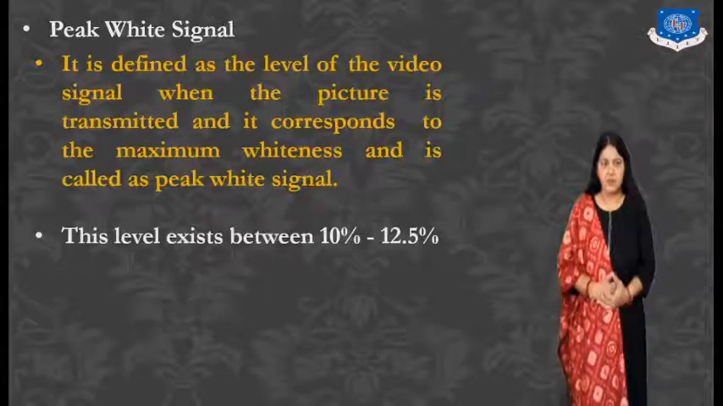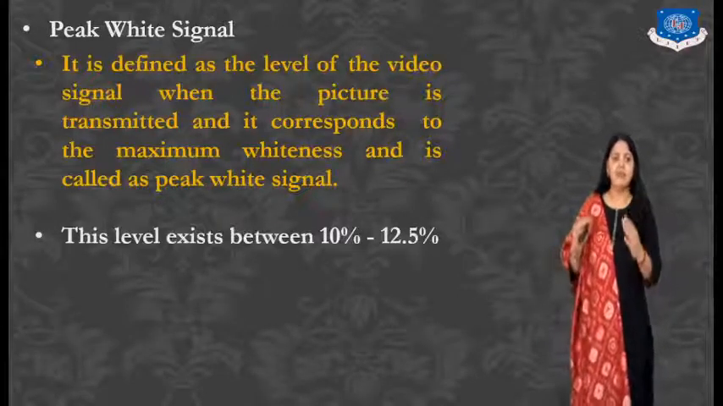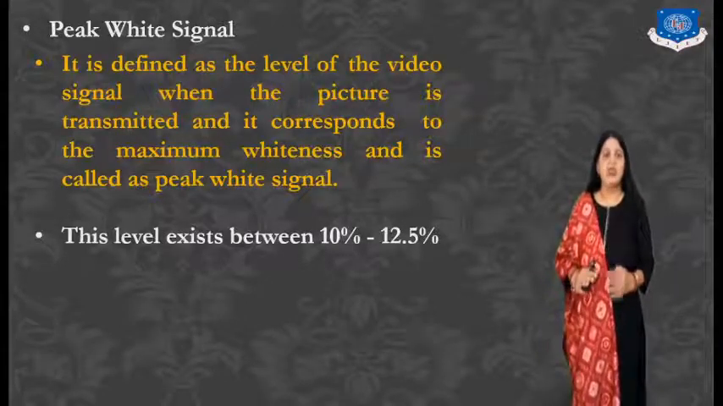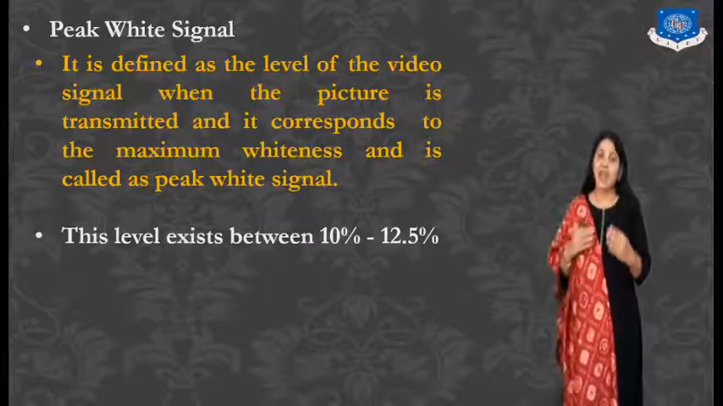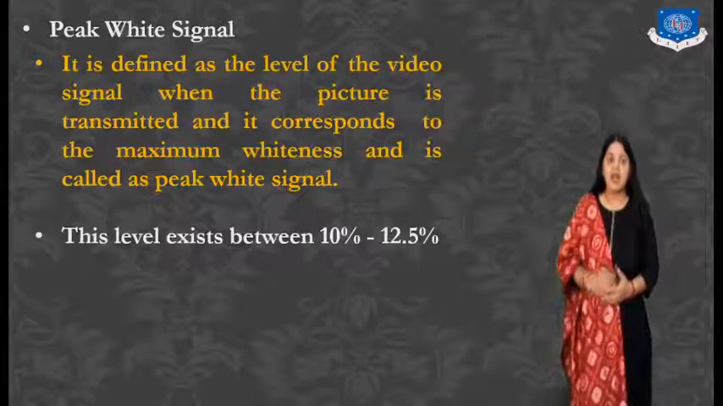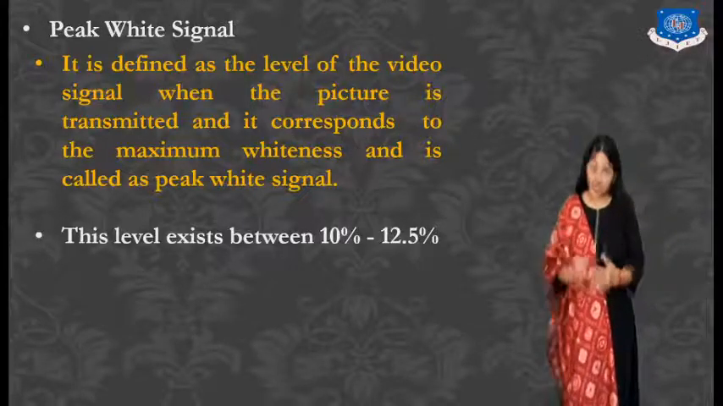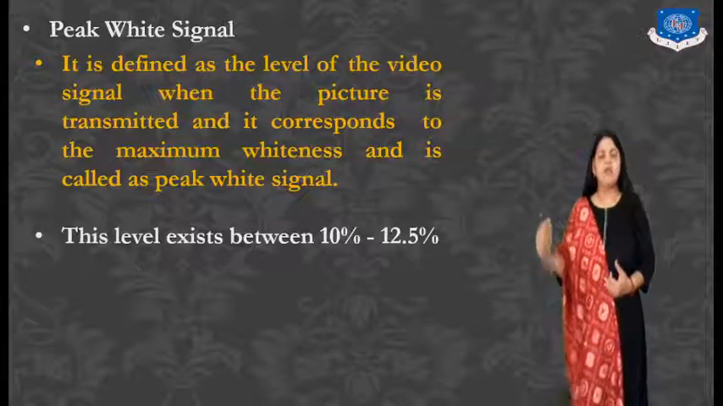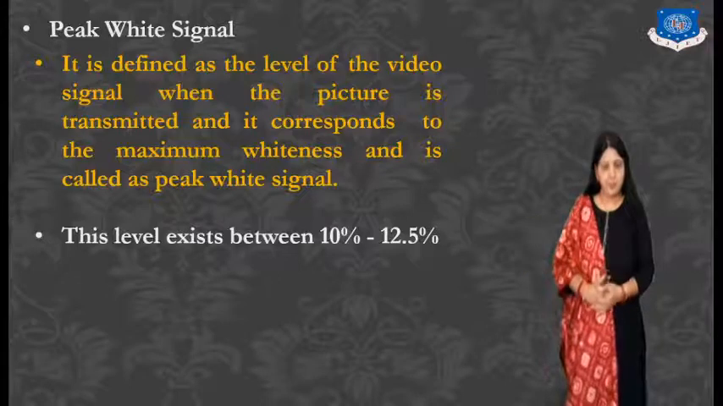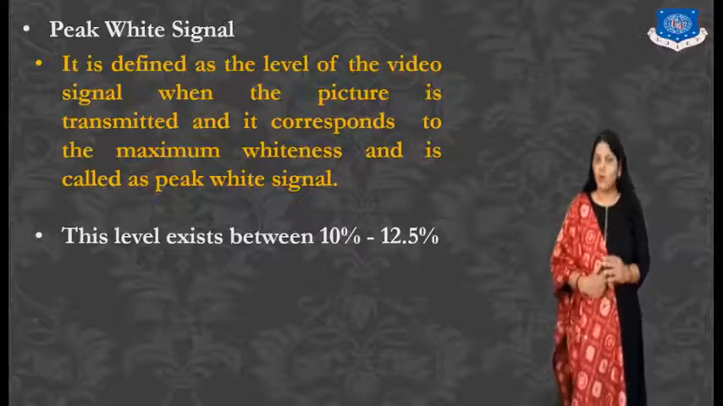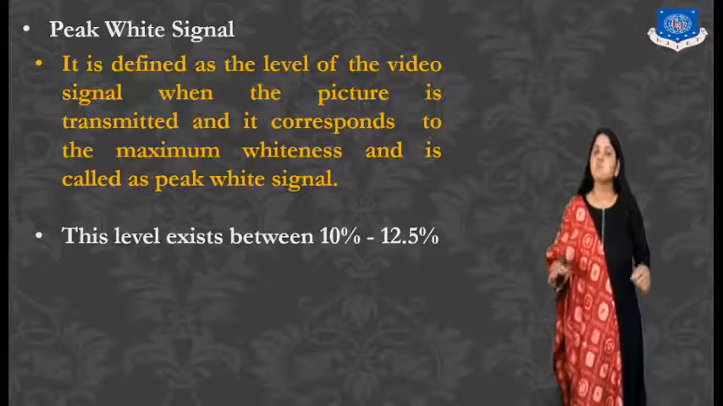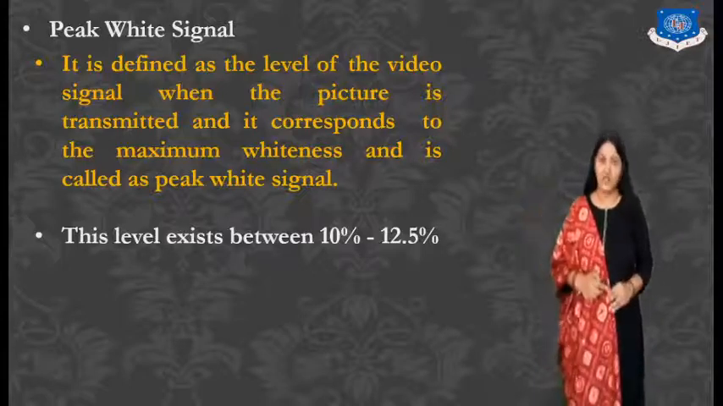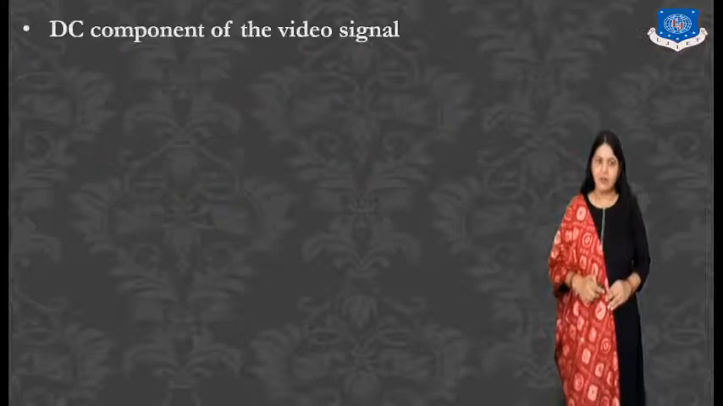Peak white level is defined as the level of the video signal when the picture is transmitted and it corresponds to the maximum whiteness, and it is known as the peak white signal. This level exists between 10% and 12.5%. In the peak white signal, everything becomes white, so there is no transmission at this particular amplitude level.